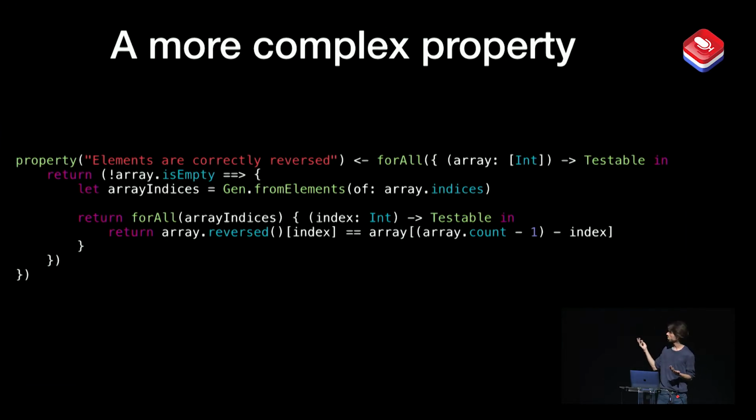And just as before, when you are going to run this test, it's going to generate random arrays, it's going to find random indices, and it's going to try and find a situation where the elements are not reversed correctly. So once again, the standard library does work, so we won't find an error.